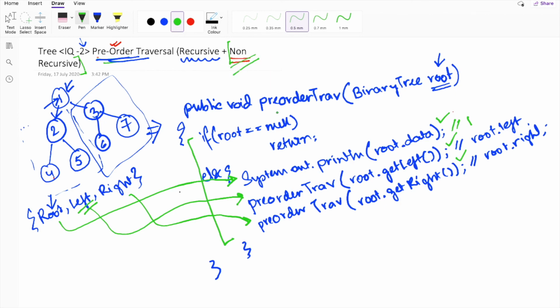Now since this video has already become too big, I want to cut down this video over here, and in my next video I will be solving the non-recursive way of solving the pre-order traversal. So see you in my next video of solving the pre-order traversal using the non-recursive way. See you in my next video. Thank you.